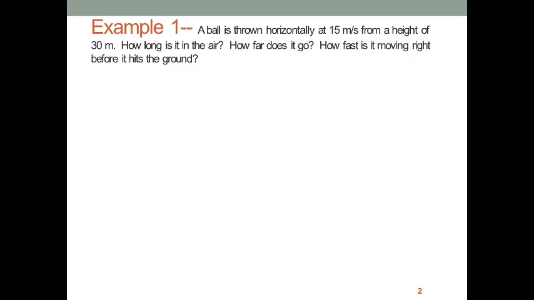Okay. So here we have a picture. I'm going to define positive x to the right and up as positive. We are told the ball is fired horizontally, so it looks like this. And we are told from a height of 30 meters. That means that above the ground it is 30 meters.